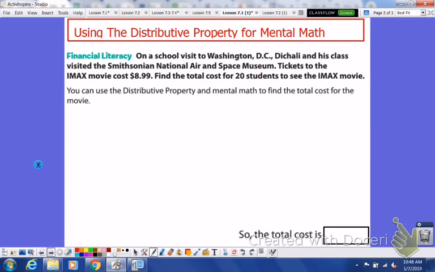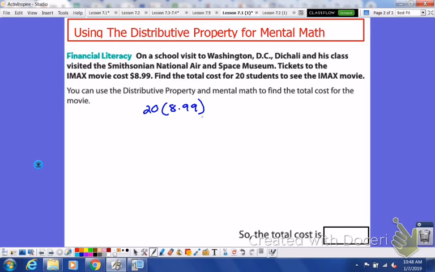Okay. We're going to use the distributive property for some mental math. On a school visit to Washington, D.C., DeCauley and his class visited the Smithsonian National Air and Space Museum. Tickets to the IMAX movie cost $8.99. Find the total cost for 20 students to see the IMAX movie. Now, our goal of this, we know that what we're doing here is 20 times $8.99. But we want to think about our distributive property.